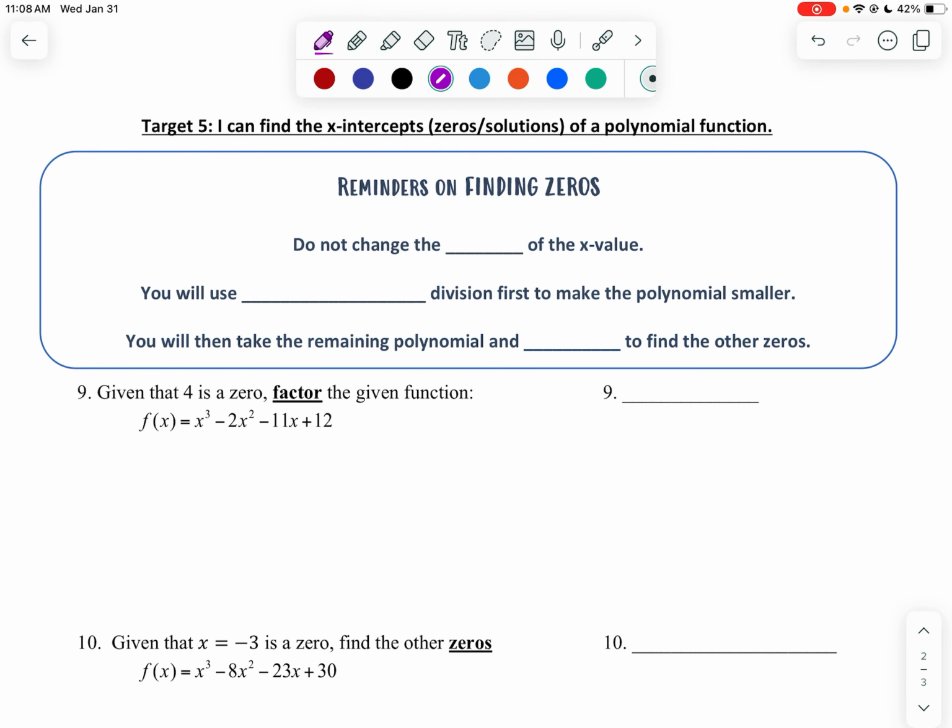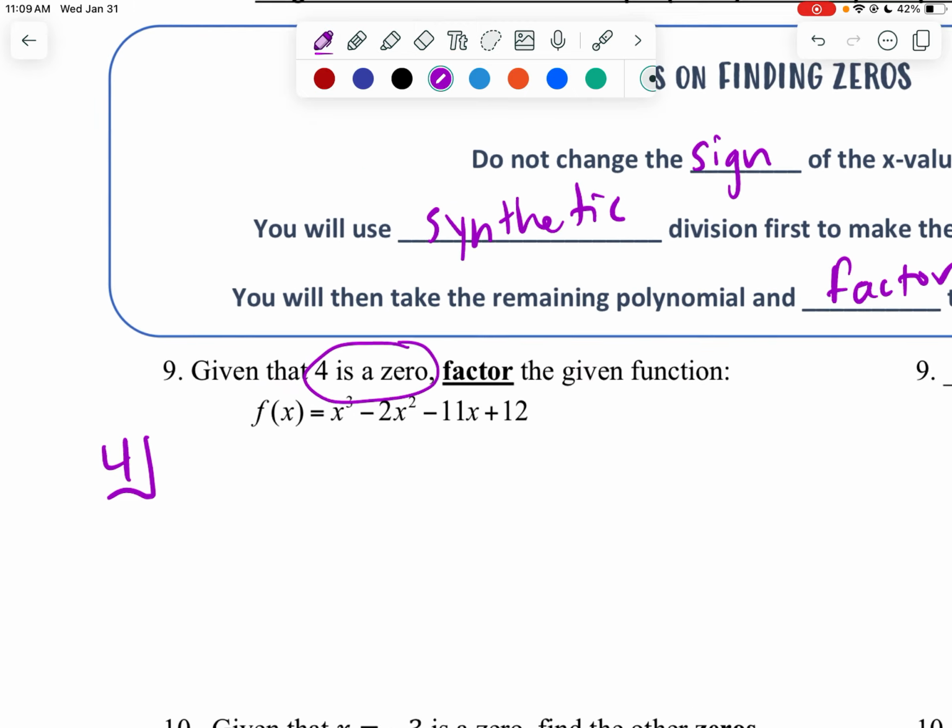All right, couple reminders on finding zeros. Do not change the sign of the x value. That's talking about the number for the box. So if you're given a 0, you'll use synthetic division first to make the polynomial smaller. Then you'll take the remaining polynomial and factor to find the other zeros, or factors, depending on what's being asked. Okay, so number 9, given that 4 is a 0. So given that, that's the number that goes in the box. Don't make it the opposite. That's only if you are given a factor.